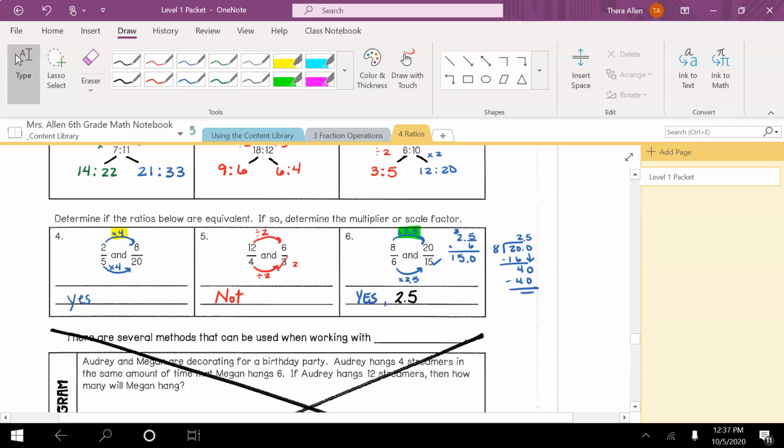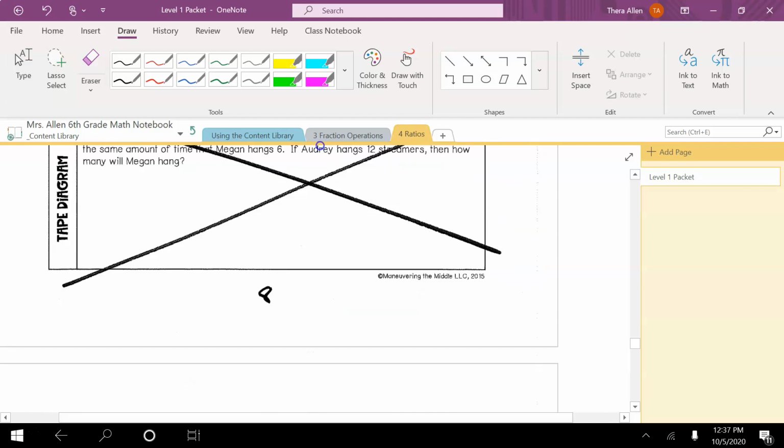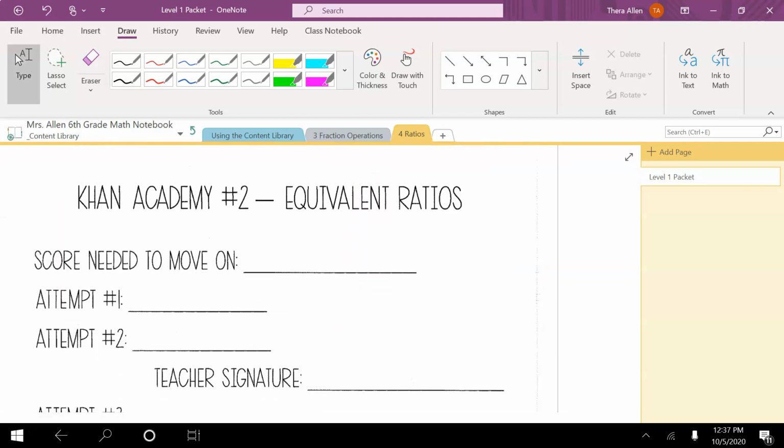Please remember that. Your next page is the Khan Academy for equivalent ratios. I want you to make sure that you get the score you need and you document your scores. Also, if you realize that you may have made a mistake on your equivalent fractions on a previous worksheet, go ahead and go back and work on that now.